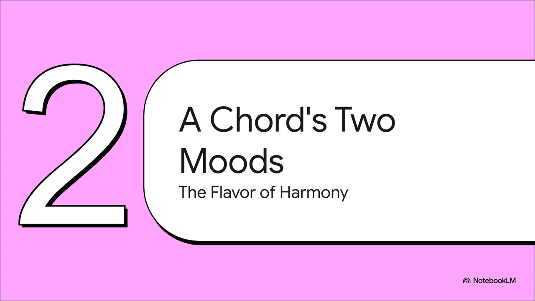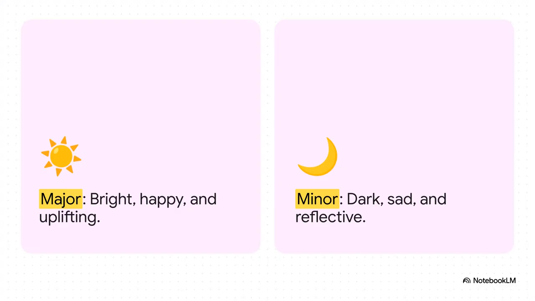Okay, so we know what a chord is, a simple stack of 3 notes, but how does that simple stack manage to create this huge range of emotions we feel in music? This is where things get really cool. Let's dig into the 2 main moods, or what I like to call the flavors of harmony. Basically, in most of the music we listen to, you've got 2 main emotional colors, major and minor.